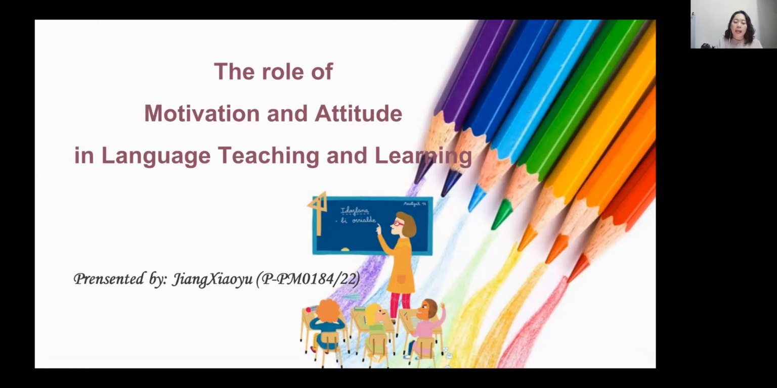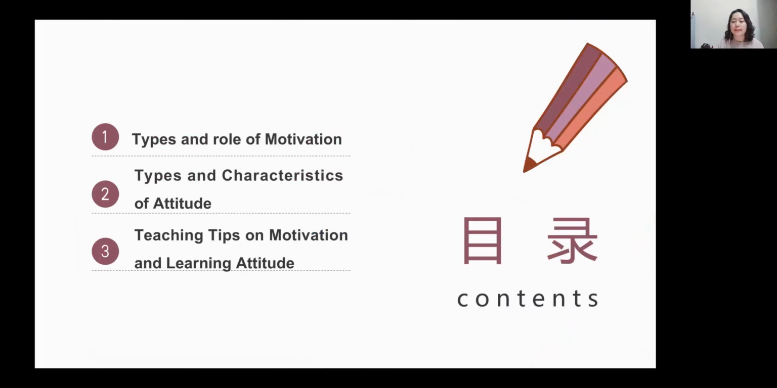Hello everyone, I'm really happy to share my thoughts on the role of motivation and attitude in language teaching and learning. I divided my presentation into three parts. The first one taps on the role of motivation. Second taps on the characteristic of attitude. Third one taps on motivation and learning attitude.